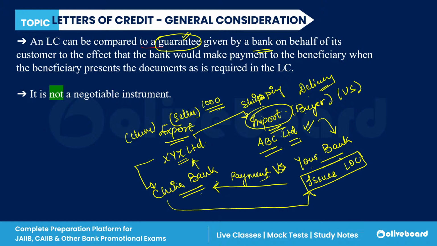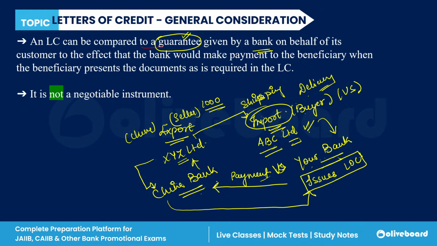Now your bank issues the letter of credit and sends it to China Bank. This letter of credit says that if everything is as outlined in the letter of credit after executing the trade, your bank will be responsible for paying China Bank the particular sum of money stated in the letter of credit. China Bank reviews the letter of credit and sends it to XYZ Limited. Now, XYZ Limited ships the 1,000 smartphones to ABC Limited.